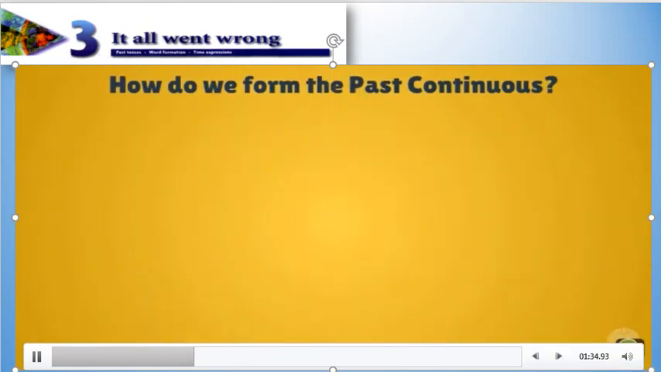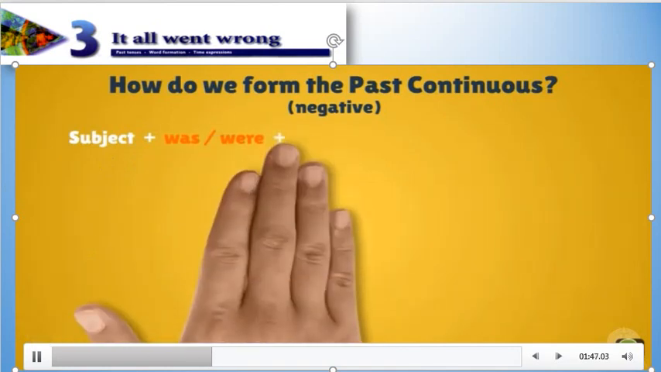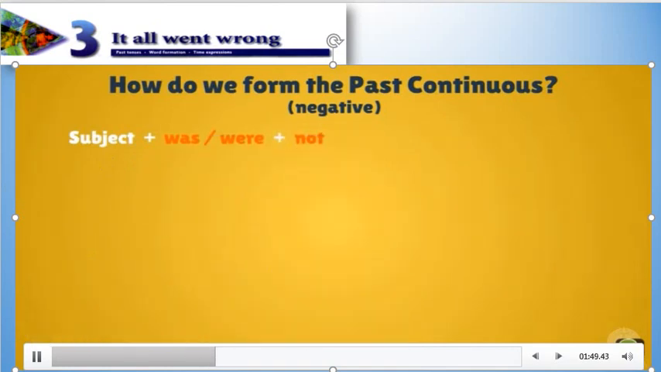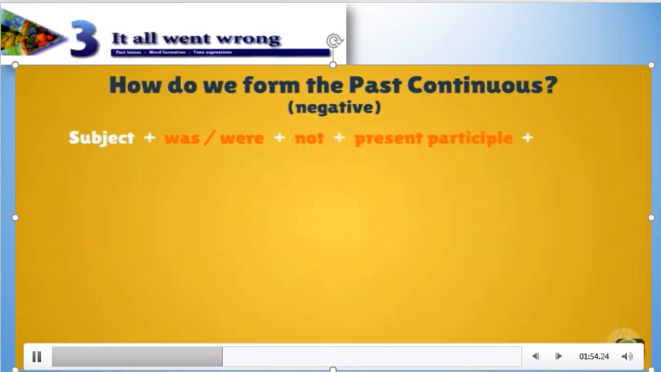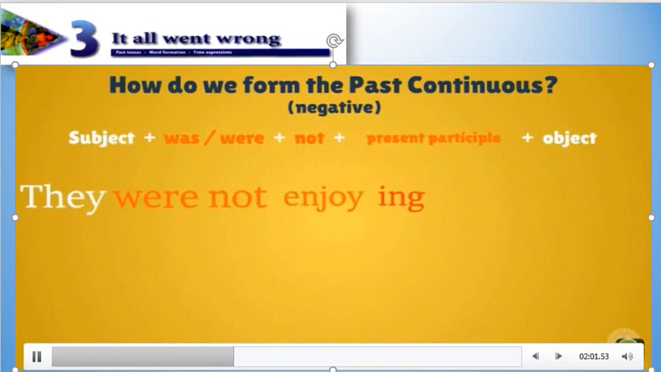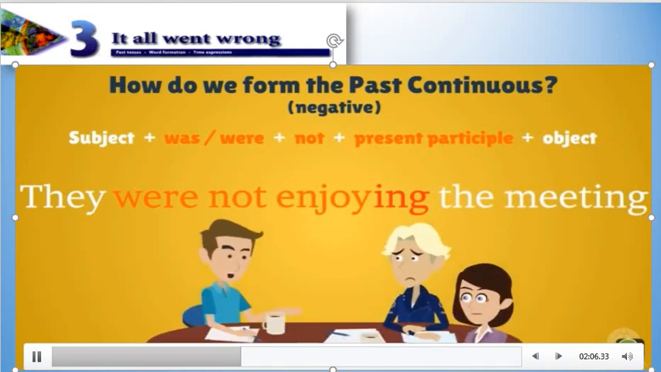How do we form the past continuous? Negative. Subject plus was or were, plus not, plus present participle, plus object. They were not enjoying the meeting. As you can see, using was or were depends on the subject.